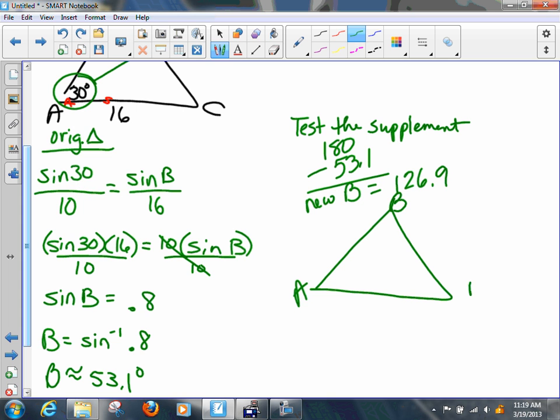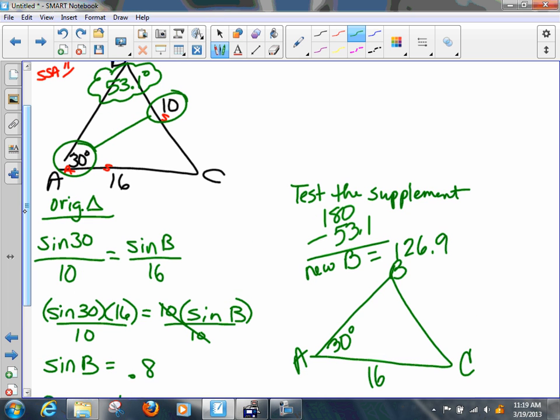All of the original information goes: 30 degrees, 16. What was that other one? 10. But now I'm going to take 126.9 and test to see if that angle is acceptable within our new supplement triangle.